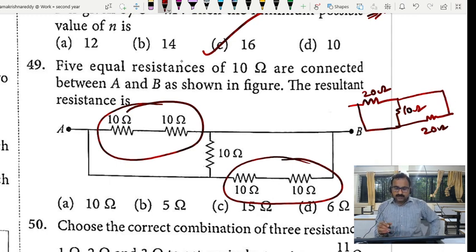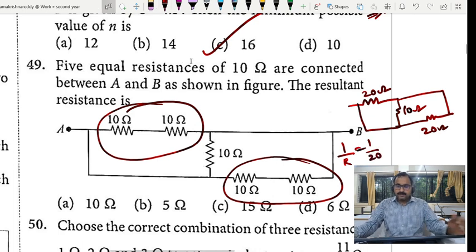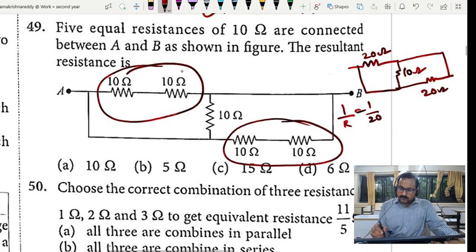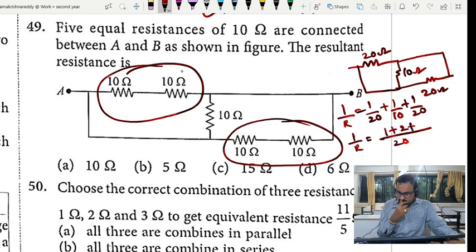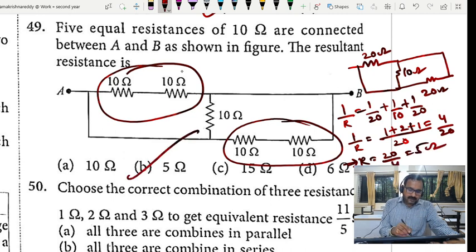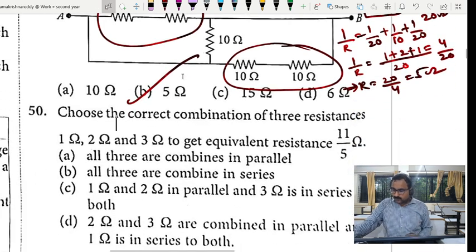Therefore 1 by R is equal to 1 by 20, 1 by 10, 1 by 20. So 1 by R is equal to, LCM is 20 only for that, 1 plus 2 plus 1, that is 4 by 20. Therefore R equal to 20 by 4, that is equal to 5 ohms we are getting. That is the second option we are getting there. Next one.